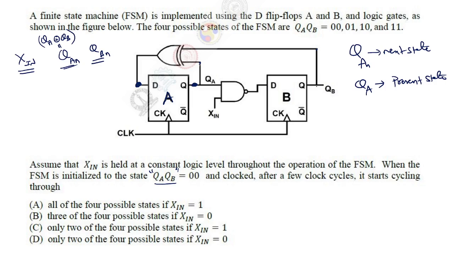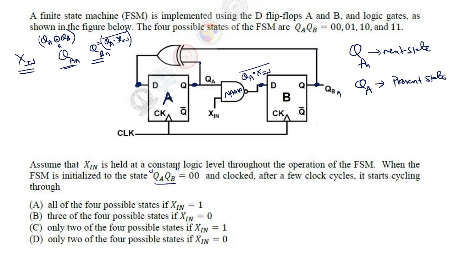What about QBN? It depends on this gate. What is this gate? QA and Xin complement. This is a NAND operation. This is QA NAND Xin complement.